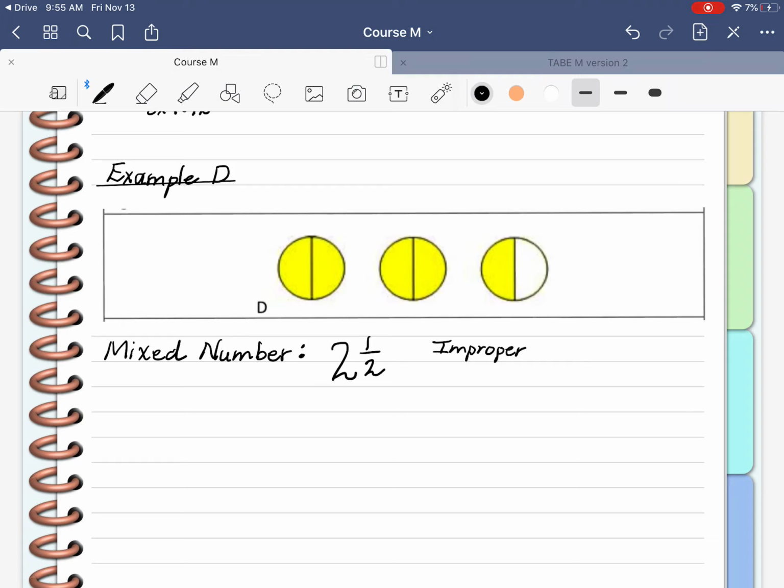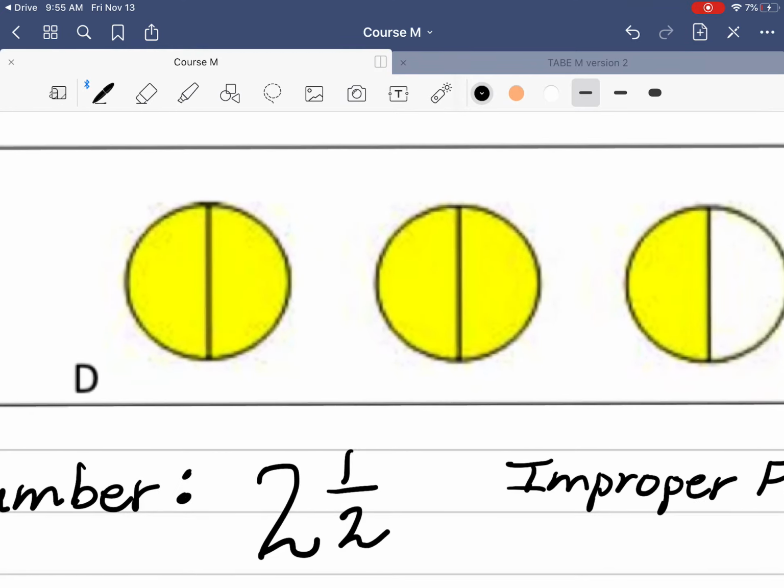Or if you want this in improper form, and you may be thinking, why do I need both? Why can't I just write it one way and forget it? Here's the answer to that. When you add and subtract fractions, you need them as mixed numbers. When you multiply and divide fractions, you need them as improper fractions. So sometimes we need the first form, and sometimes we need the second form. So we as math students have to be able to do both.